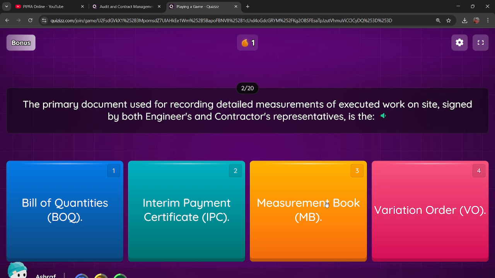Question: the primary document used for recording detailed measurements of executed work on site, signed by both engineers and contractors' representatives, is the Option 1, Bill of Quantities, BOQ. Option 2, Interim Payment Certificate, IPC. Option 3, Measurement Book, MB. Option 4, Variation Order, VO.